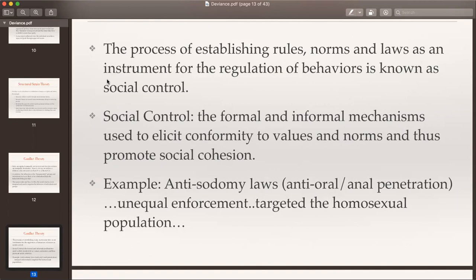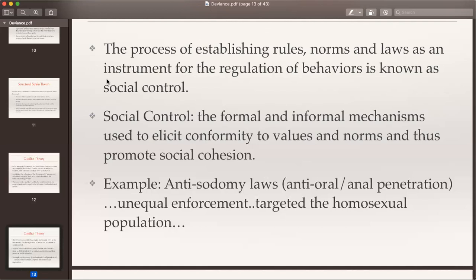At one point in American society, we had what we called anti-sodomy laws. These laws made it illegal to engage in oral or anal penetration in sexual activity. That applied to both heterosexual and homosexual individuals, technically. But the enforcement was unequal. The enforcement was prejudicial. The enforcement of anti-sodomy laws rarely led to the prosecution or the arrest of heterosexual couples because it was mostly targeted towards the homosexual population. Many of those laws have since been deemed illegal, illegitimate.